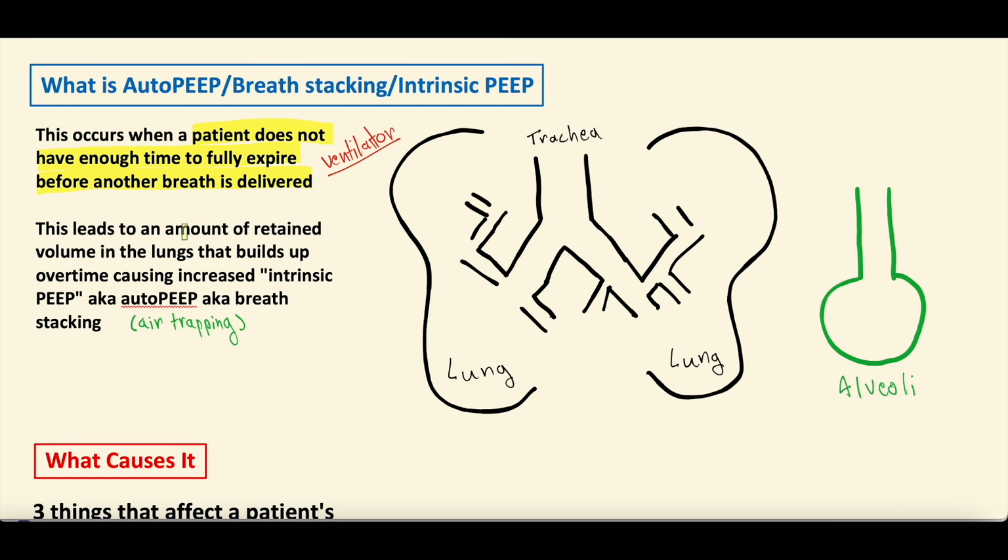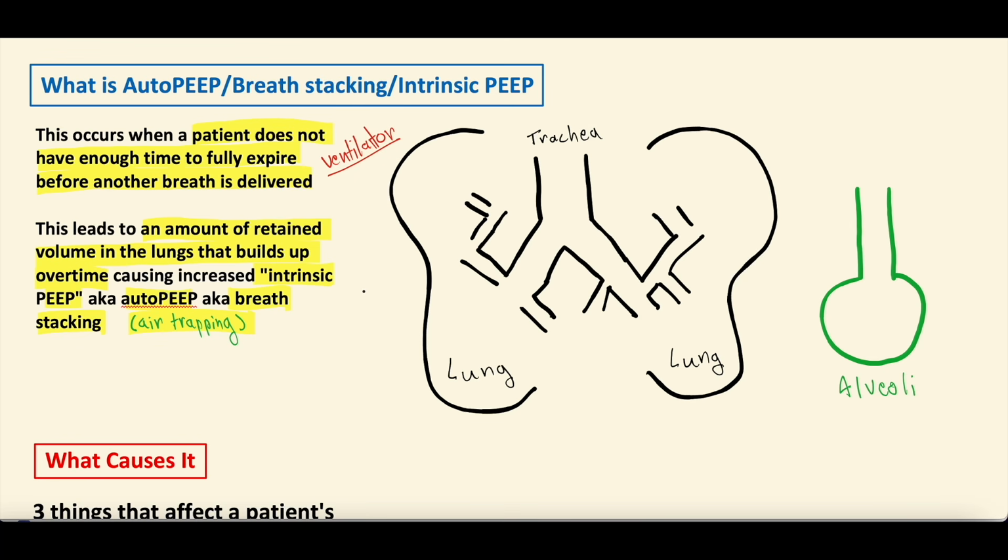So what happens, if you can picture it, is that this leads to an amount of retained volume in the lungs that builds up over time. And that volume building up over time is what causes the auto-PEEP, or the intrinsic PEEP, or the breath stacking, or the air trapping. Again, 4 terms all for the same concept.